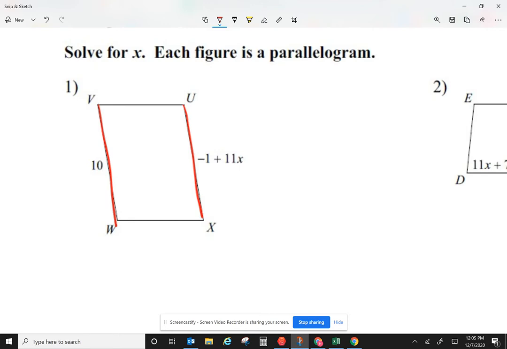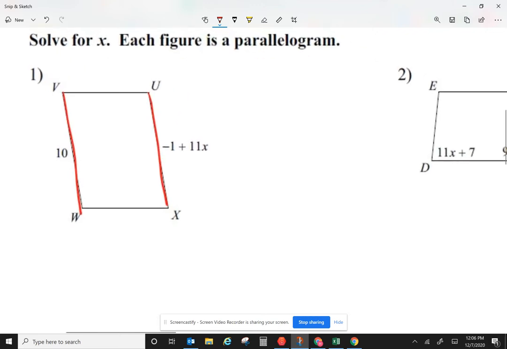Same shape, we can see their segments. Same size, that means that the lengths are equal to each other. So the way I'm going to solve for x, I'm just going to say 10 equals -1 plus 11x, right? Opposite sides have the same length. Now the rest just looks like an algebra question.